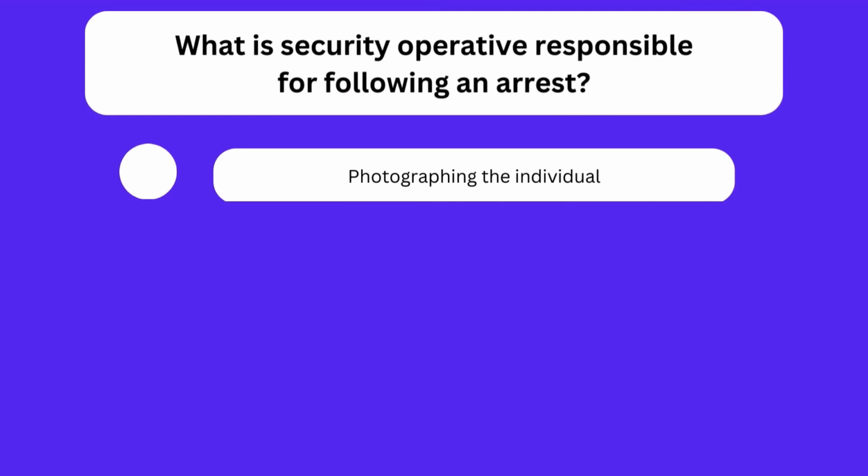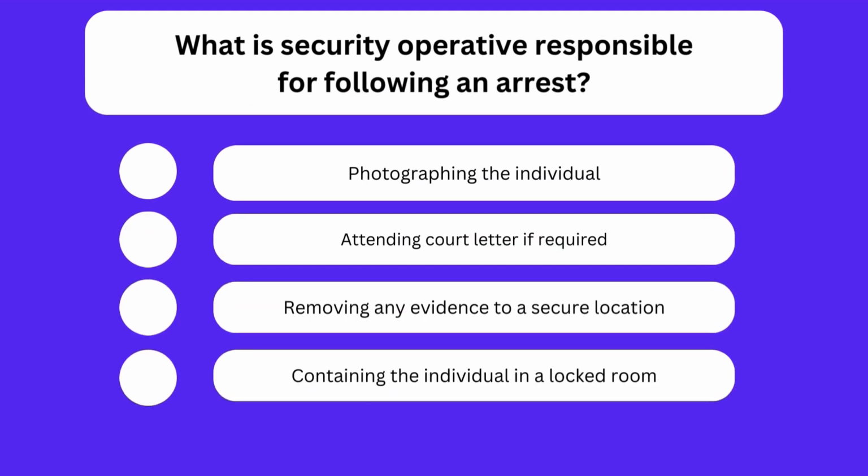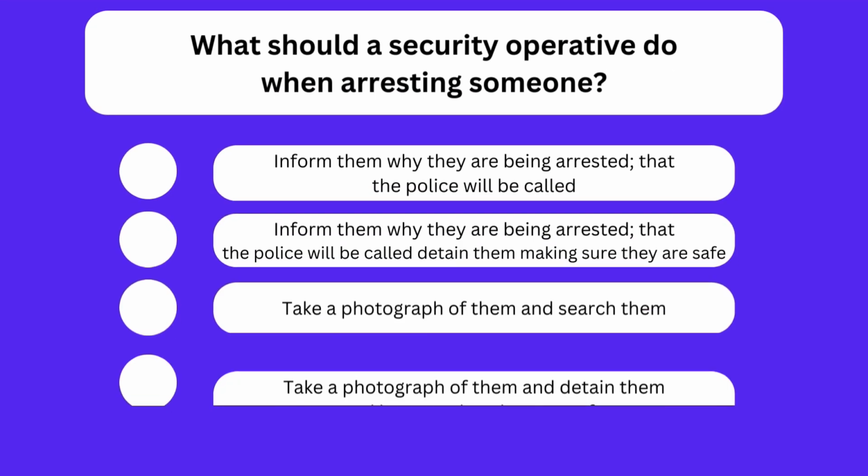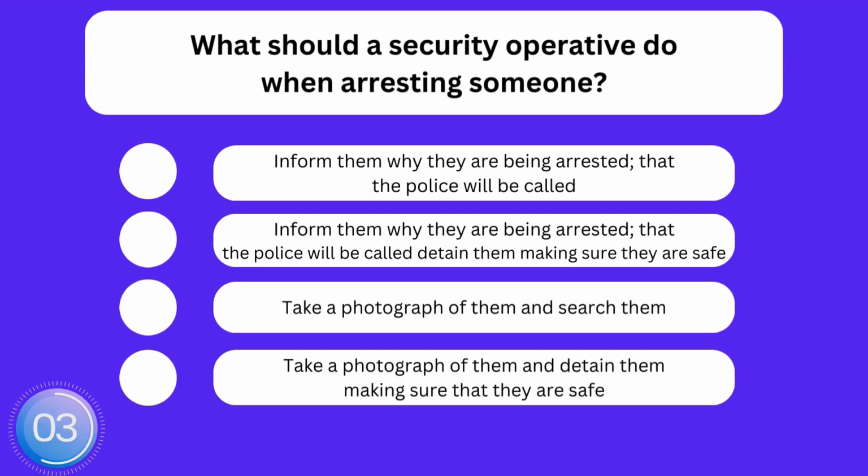Next question is, what is a security operative responsible for following an arrest? So the correct option is the second one. He is responsible for attending court later if required. So basically, if he is required to come to the court, then he has to attend the court later and comply with them.